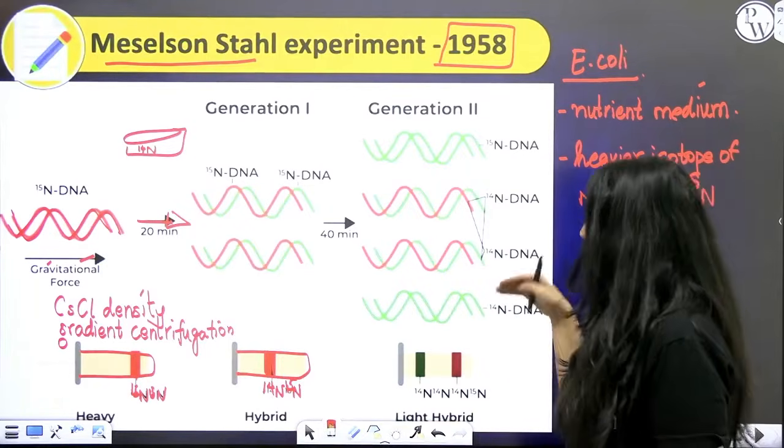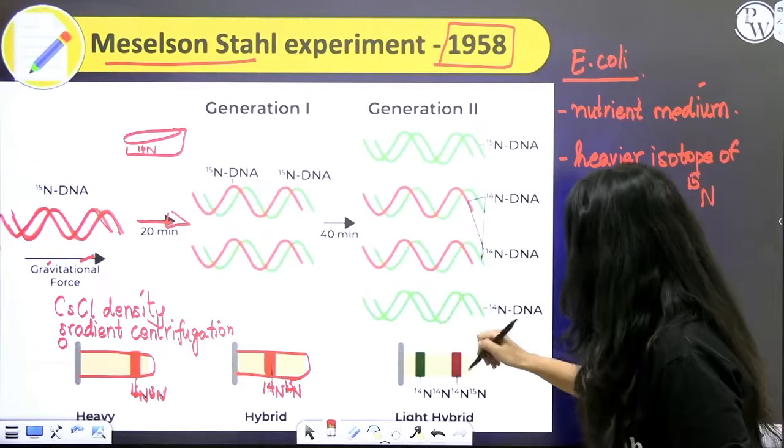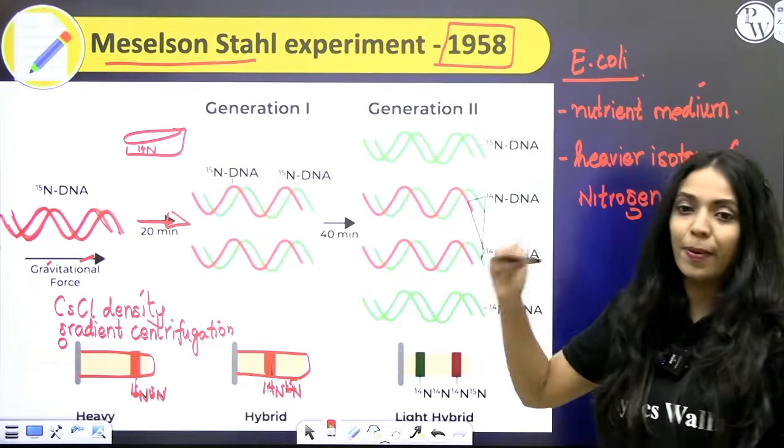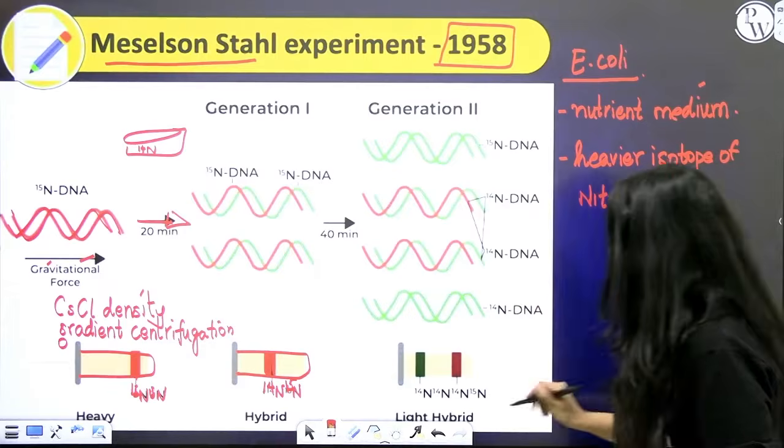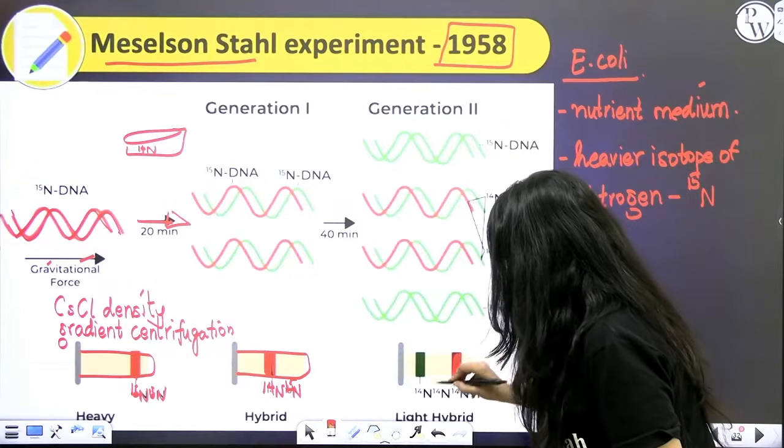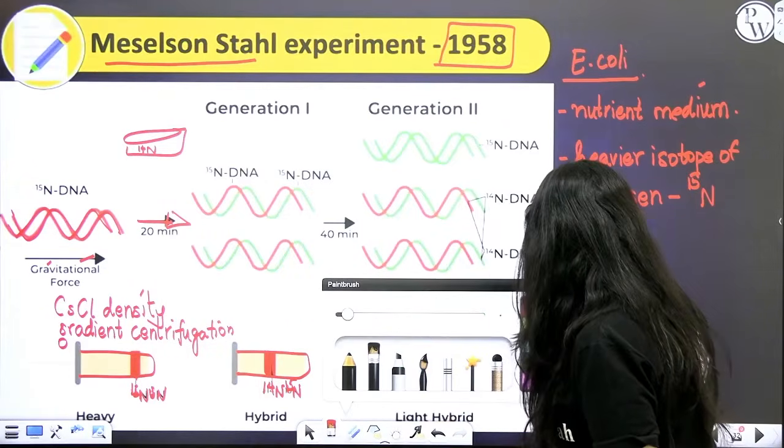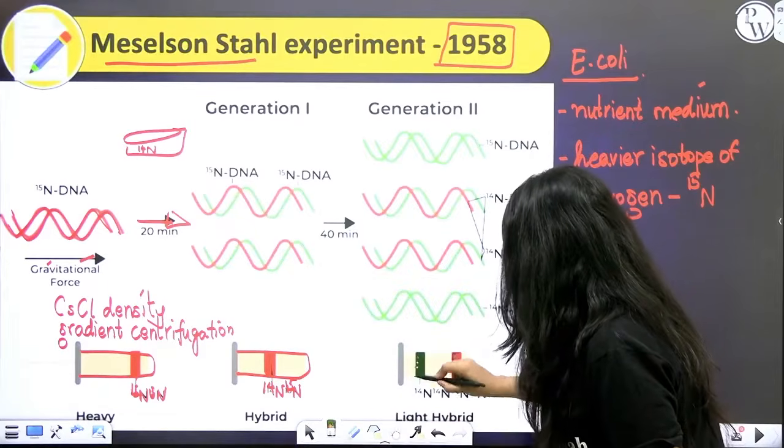After 20 more minutes, they found out when they spun it in a centrifuge that there were two bands formed. One band here and the other band here.